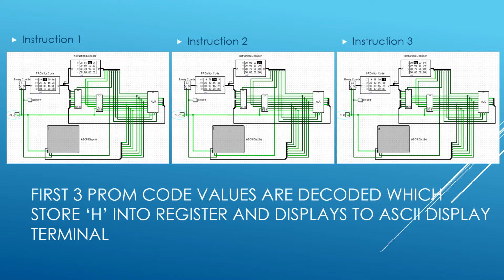Basic instructions. The first 3 instructions are essentially sending information through the PROM code to the decoder, and what they do is store an H character in the register as an ASCII code, and then display the H in the TTY in Logisim.